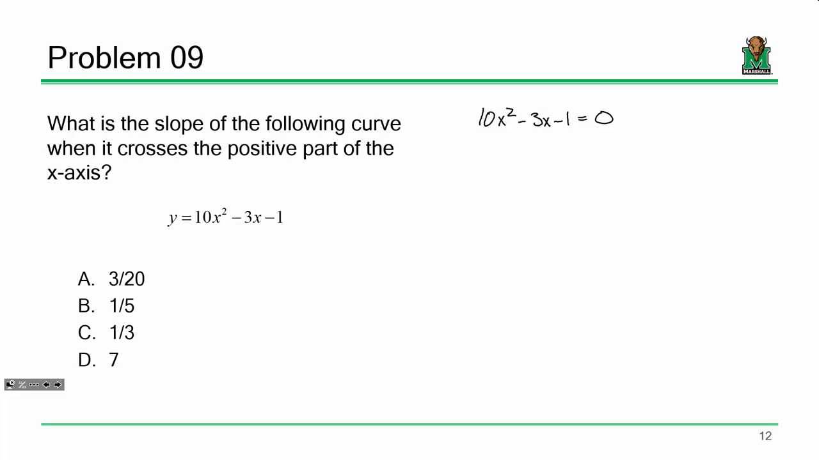Wait. Positive part of the x-axis. This is where y equals 0. So we set y, sorry, it's late, my coffee's wearing off. We set this equation equal to 0 and we're solving for x. We want to know the value on the x-axis where y equals 0. So what do we do for this equation? Can we do that?